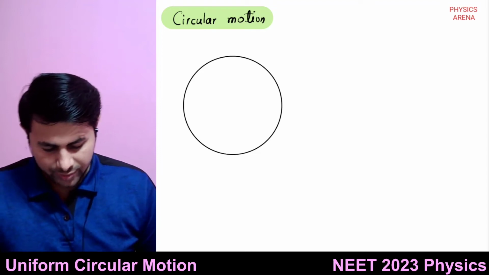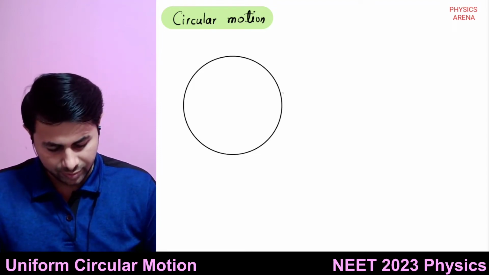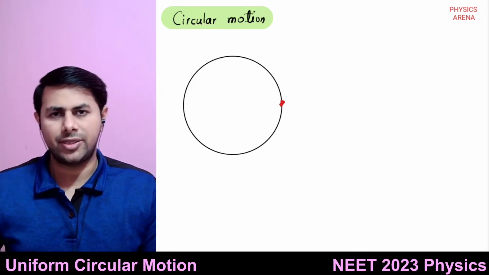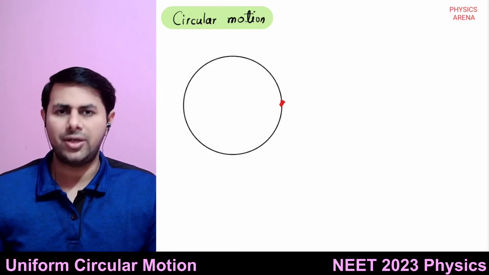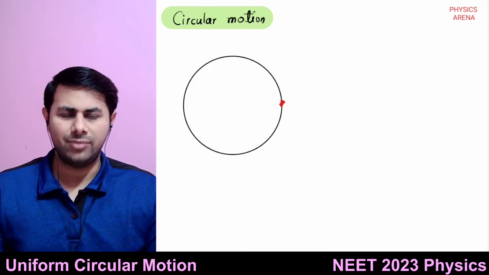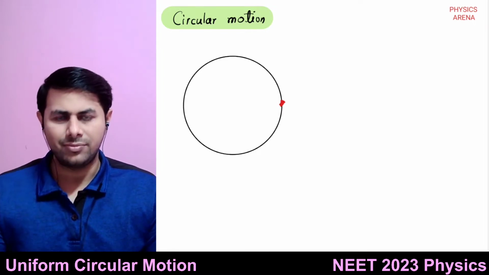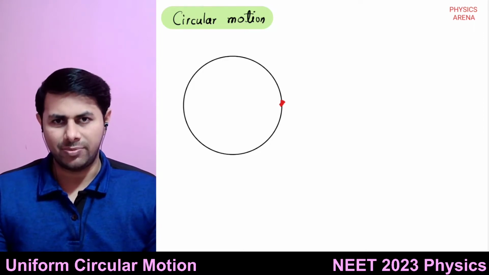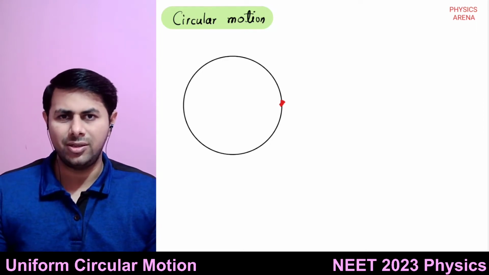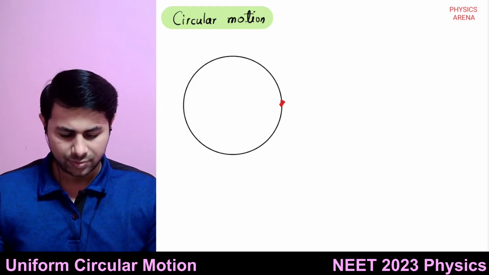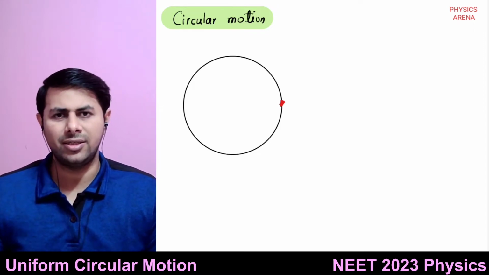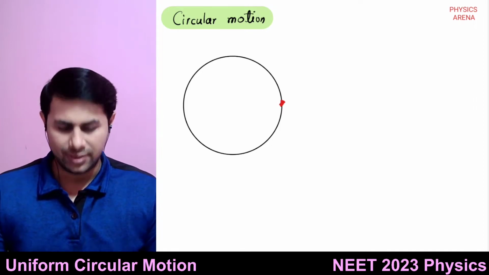So let's suppose there is some object which moves along the circumference of this circle. So the motion of that object is circular motion. Now there are two types of circular motion. First one is uniform circular motion. If an object moves along the circumference of a circle with constant speed, then its motion is said to be uniform circular motion. If it moves with variable speed, if its speed changes, then it is non-uniform circular motion, right?